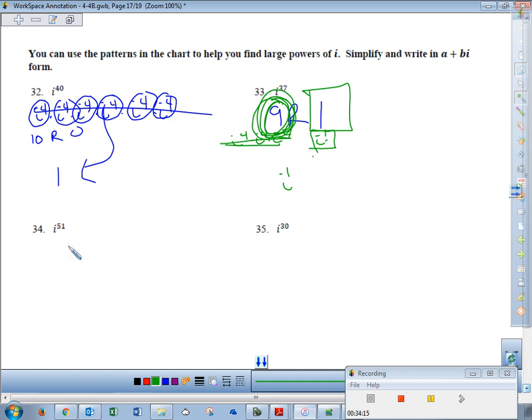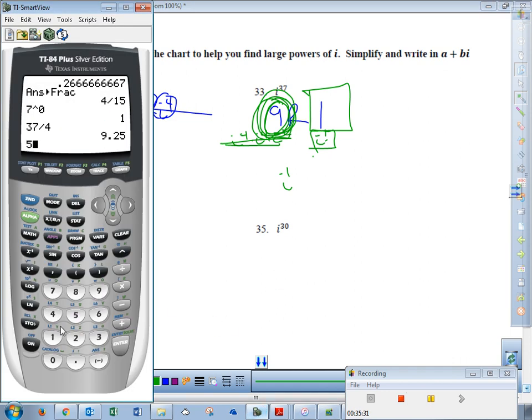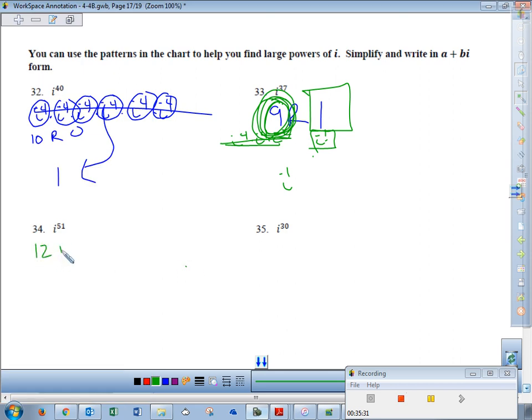How many times does 4 go into 51? Use your calculator. 51 divided by 4. How many times did it go in there? 12 times. Nobody cares about that. We care about the remainder of 0.75. Do you know what 0.75 is as a fraction? 3/4. So how many were left over? 3. All of this stuff is going to multiply out to be I to the fourth 12 times in a row, which is 1. This is going to be I to the third. Those are the leftovers, right? You care about the remainder and taking I to that power.